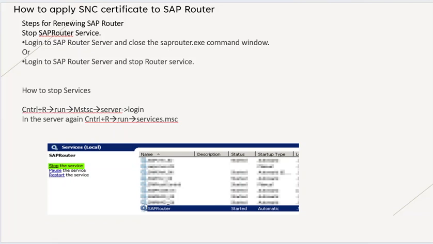On Windows, you need to log in to the server by pressing Control+R and running mstsc. Once you log into the server, press Control+R again and run services.msc. In services.msc, you can find SAP router, and you can see the status, whether it is running or not. If you don't want to go through this, even in Windows you can use saprouter.exe in a command prompt and stop the router.